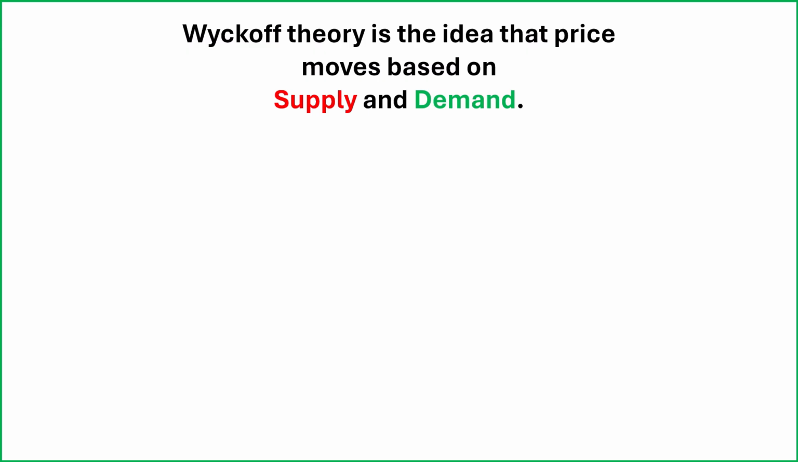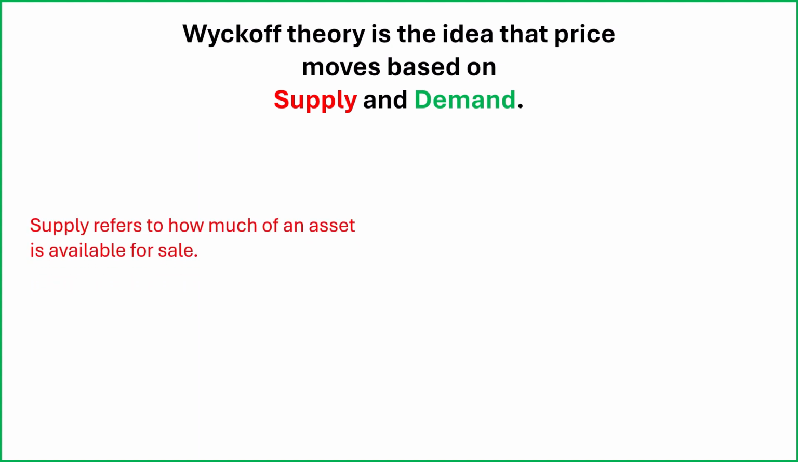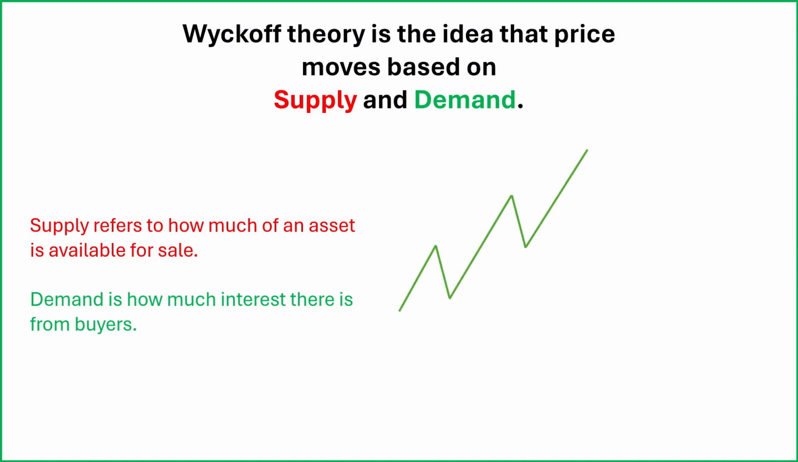At the heart of Wyckoff theory is the idea that price moves based on supply and demand. Supply refers to how much of an asset is available for sale. Demand is how much interest there is from buyers. When demand outpaces supply, prices rise. And when supply exceeds demand, prices fall. Simple, right? This constant tug-of-war between supply and demand is what Wyckoff built his market cycle theory around.